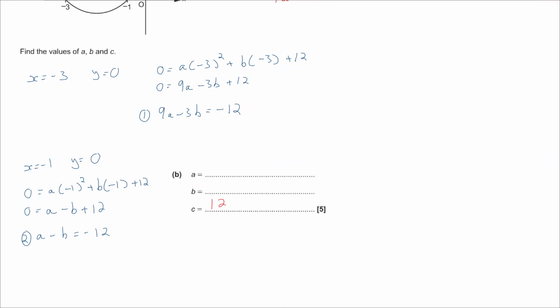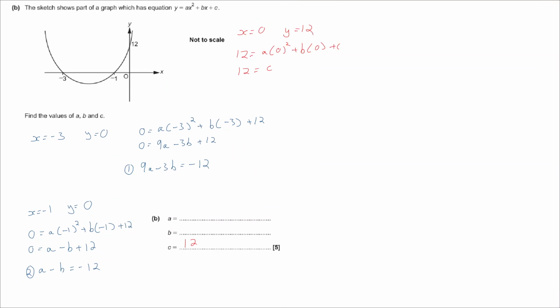So let's zoom out a little bit and get it all onto the screen. There we go. So let's write this up here somewhere and solve these two simultaneous equations to get a and b. So equation 1 is 9a, take away 3b is equal to negative 12. You know that equation 2 is a take away b equals minus 12.